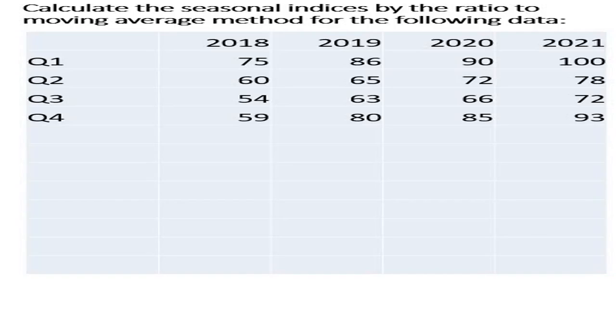Friends, we have another problem at hand today. We had seen earlier the computation of seasonal indices using the ratio to moving average method for monthly data. Now let us see what happens if the data is quarterly. This is the data set we have for 4 different years and 4 different quarters. For each year we have the data for the 4 quarters, and we need to arrange them as we have seen in the earlier case: flatten the data, and then start the computation. So let us first flatten the data.